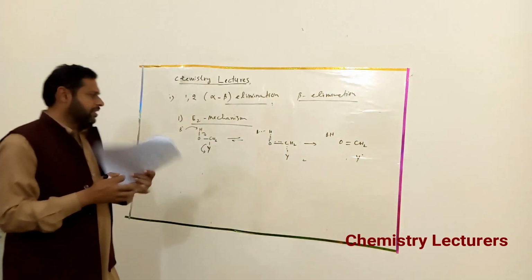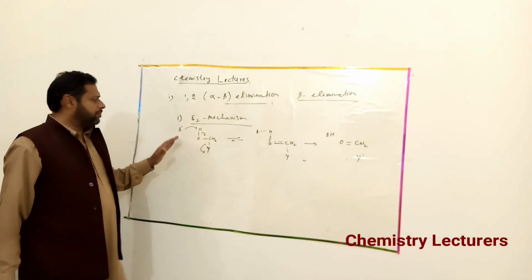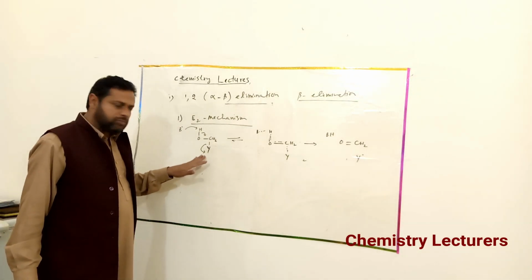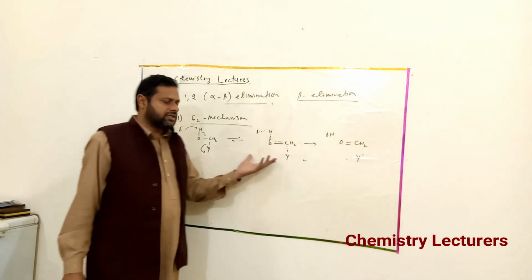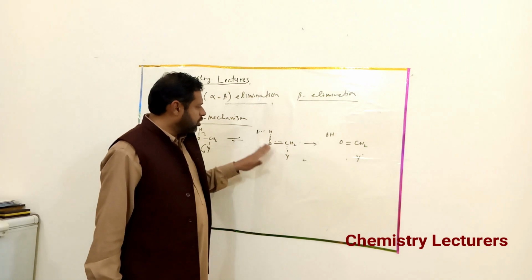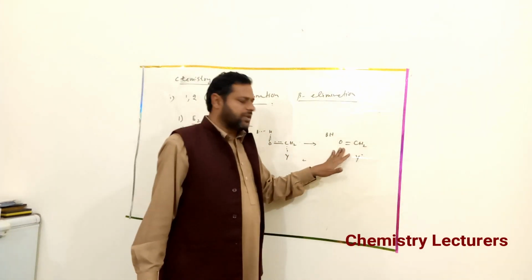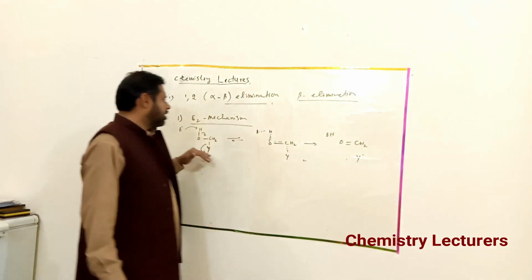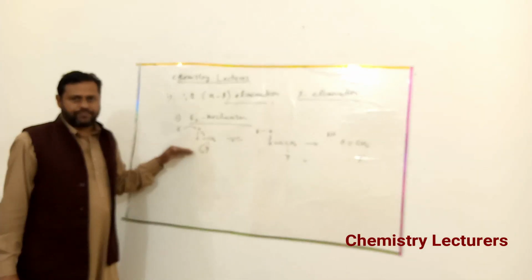So you can see what is happening: the base is removing the proton and the nucleophile is also removed at the same time, because the reaction takes place in a concerted manner in a single step. So we can show them as dotted lines. As a result, a double bond is formed and the nucleophile and H are removed at the same time. So this type of reaction is called the E2 mechanism.